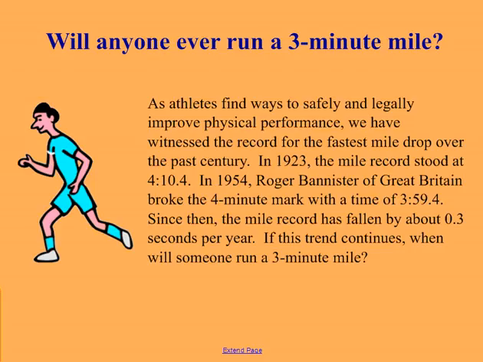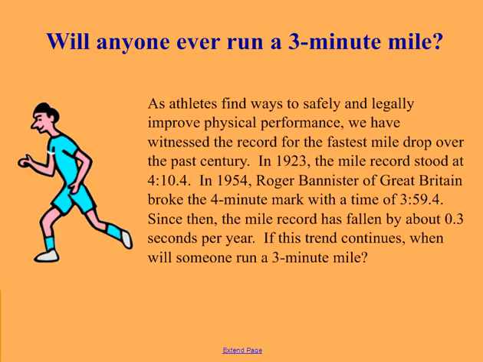As athletes find ways to safely and legally improve physical performance, we have witnessed the record for the fastest mile drop over the past century. In 1923, the mile record stood at 4 minutes 10.4 seconds. In 1954, Roger Bannister of Great Britain broke the 4-minute mark with a time of 3 minutes, 59.4 seconds. Since then, the mile record has fallen by about 0.3 seconds per year. If this trend continues, when will someone run a 3-minute mile?